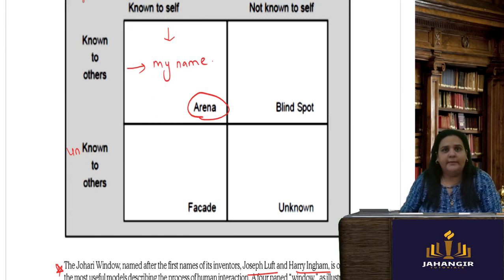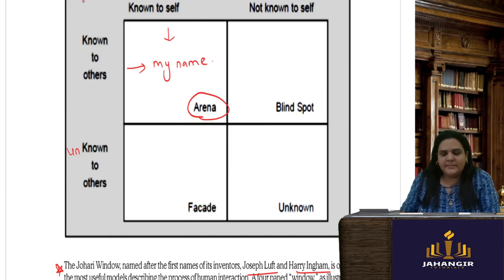I don't know, only my name. Even others know it. Okay, so that is known as an arena window. Then there is a blind spot. Now, that blind spot is what? You may not be knowing yourself about your own self, but others know it.